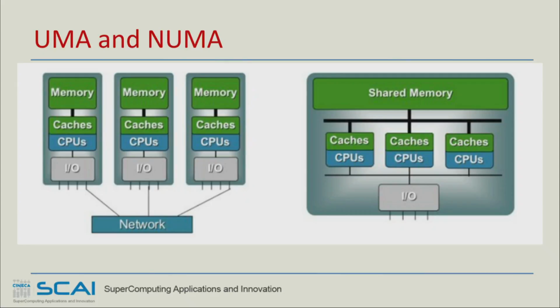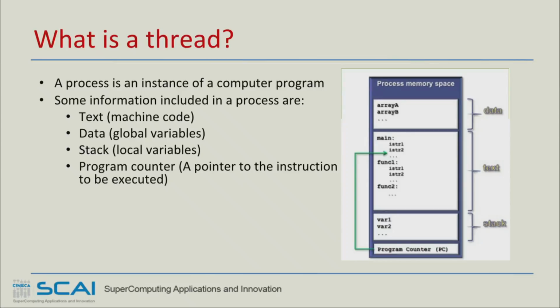Uniform memory access, not uniform memory access. Already you know that. The difference is that in the uniform memory access, all the cores or the CPUs take the same time to access the memory. In the not uniform memory access, or NUMA, there are different access times to the memory, in very short. Okay, but let's go into the detail of what threads are.